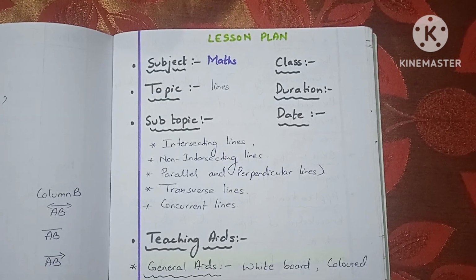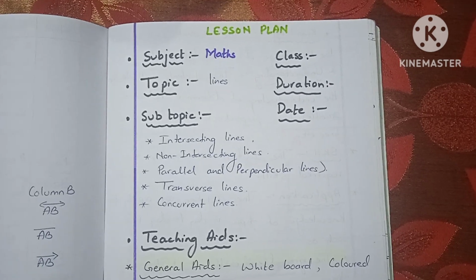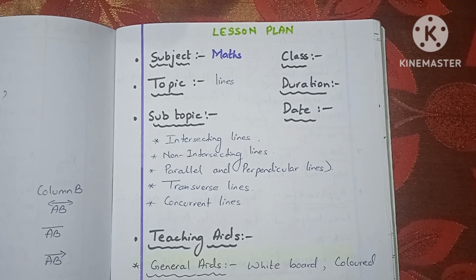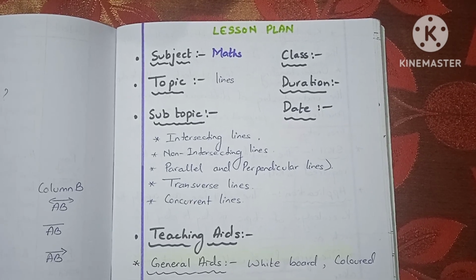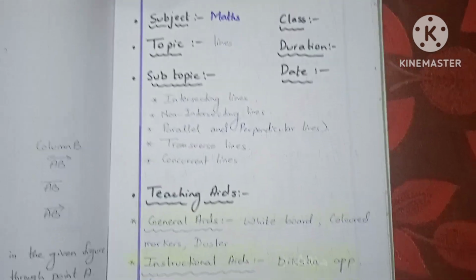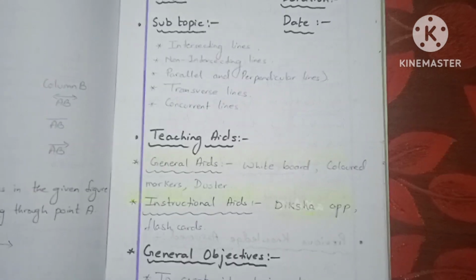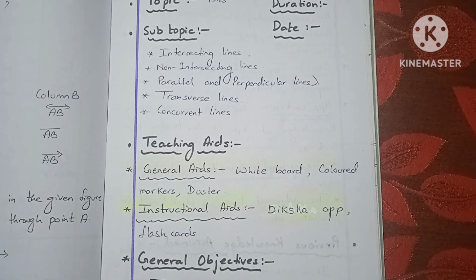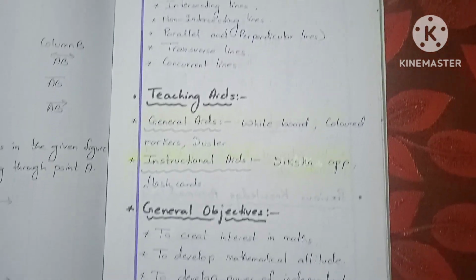The topic is lines. The subtopics discussed are intersecting lines, non-intersecting lines, parallel and perpendicular lines, transverse line, and concurrent lines. Teaching aids. In general aids, we have whiteboard, colored marker, duster. For instructional aids, we have Diksha app and flashcards.